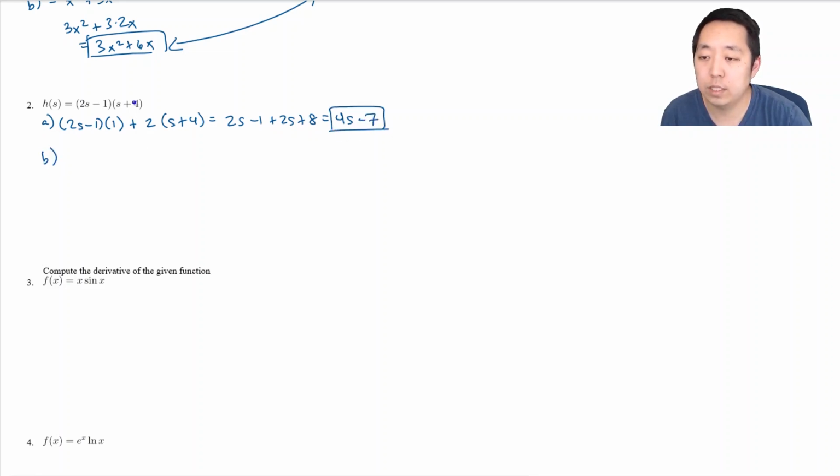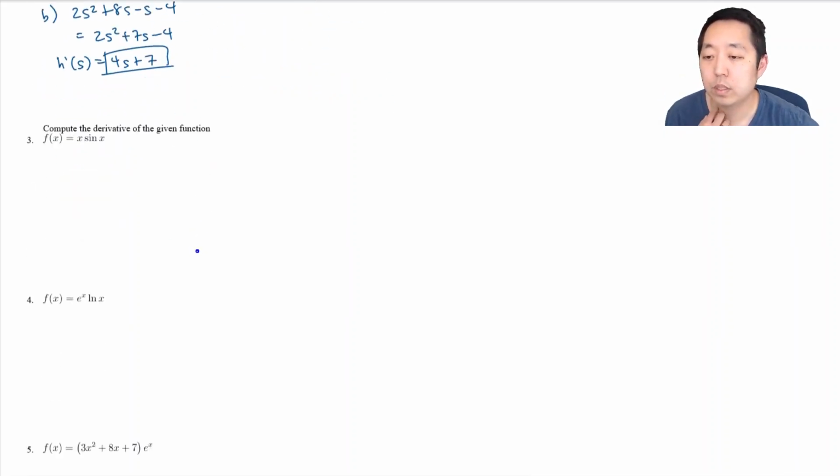And for part B, to distribute first and then do it, I'd have to FOIL this out. That would be 2s squared plus 8s minus s minus 4, or 2s squared plus 7s minus 4. And then doing the derivative of this, using power rule, that would be 4s plus 7. I made a mistake earlier, so that should have been plus 7 there too. Negative 1 plus 8 is plus 7.